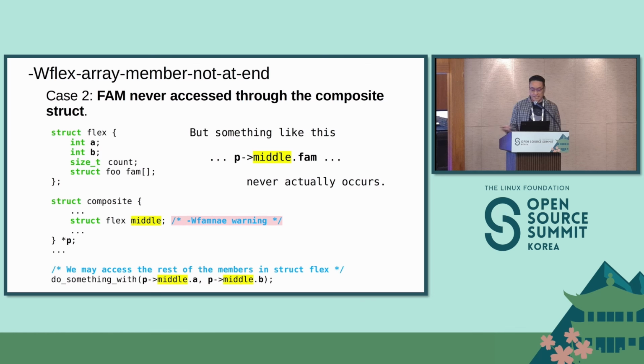It might well be the case that people may access the other members in the flexible structure, like in this case, A and B, which are the header part of the flexible structure, but they never access the flexible array member.